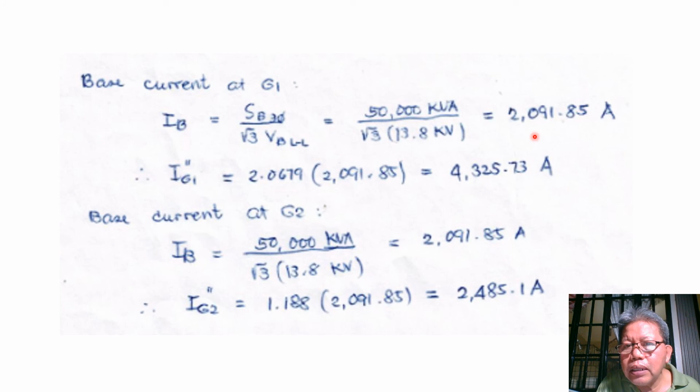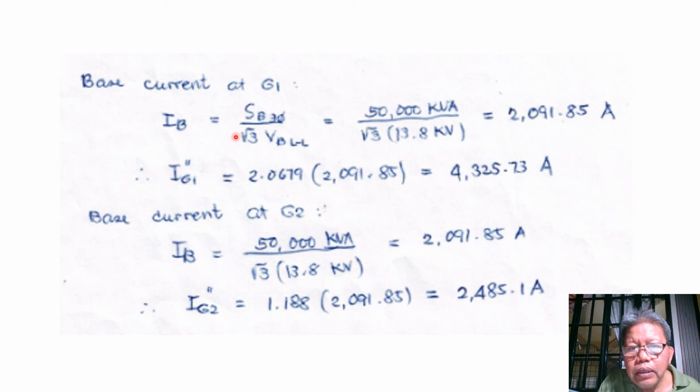So the base current is 2091.85. Therefore, IG1 would be equal to the per unit value times the base current of 2091.85. So IG1 double prime is equal to 4,325.75 amperes. Now, the base current at generator 2 would be the same formula that we have there, 50,000 kVA over square root of 3 times 13.8 kV.